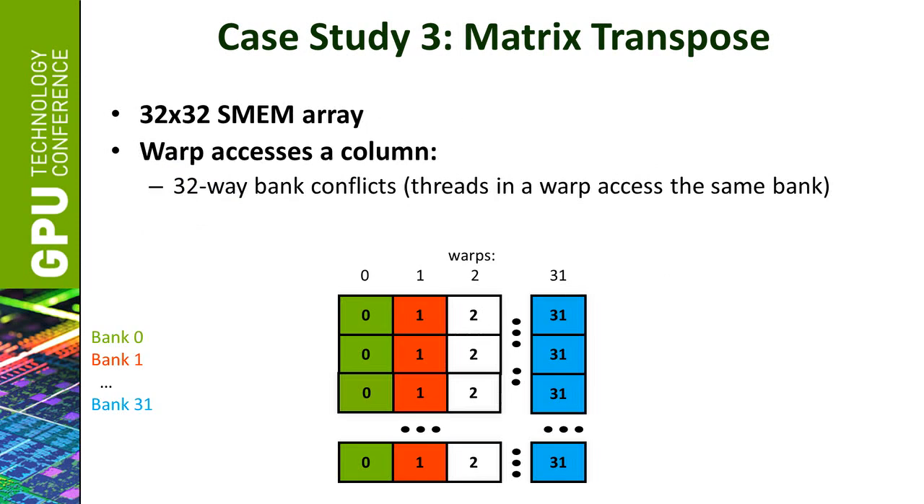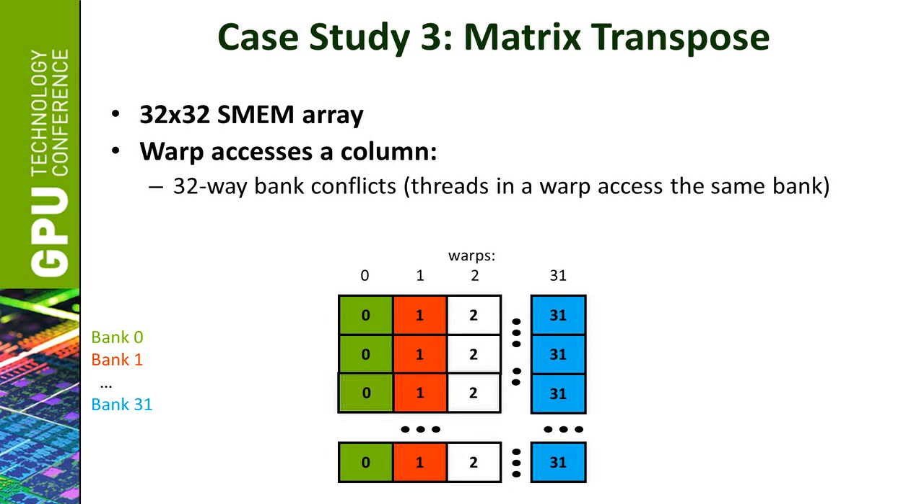Bank 1 is orange, or whatever that color is, and so on. And warps I have at the top. So warps are indicated with numbers, and I guess banks are indicated with color. So if a warp is reading a column out of the shared memory array, what's going to happen?